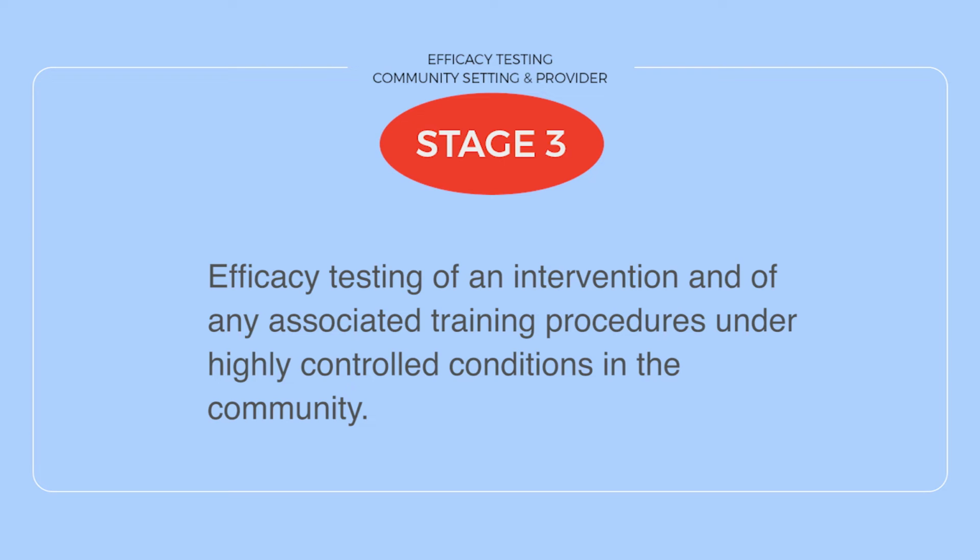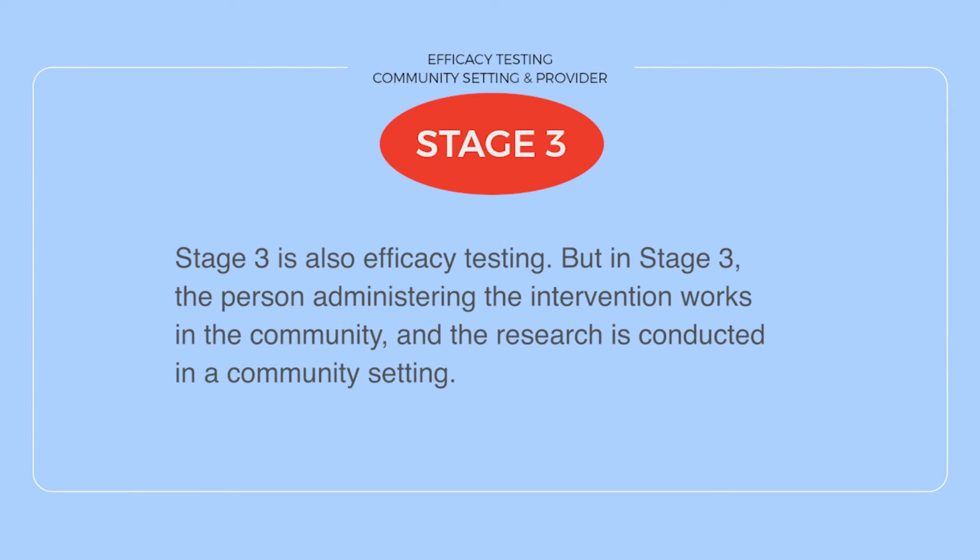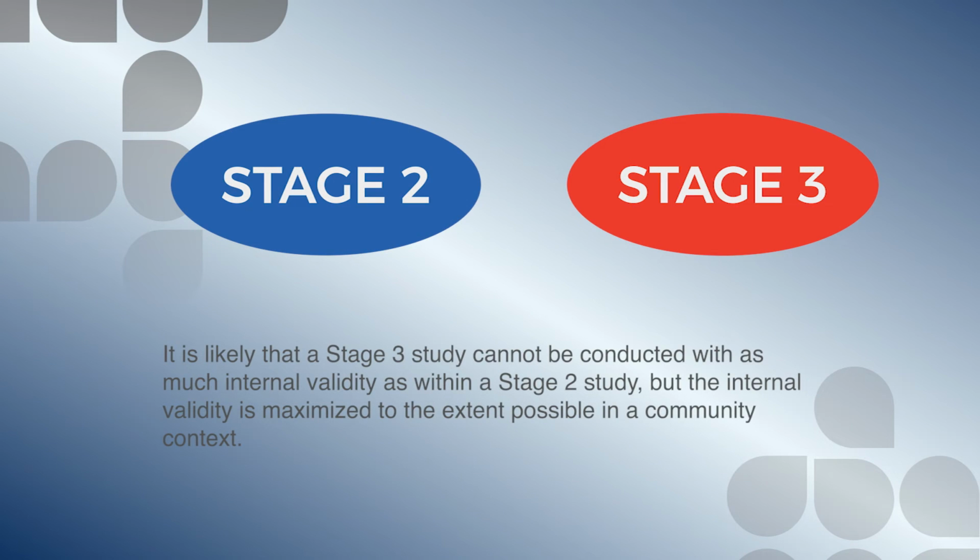Stage 3. Efficacy testing of an intervention and of any associated training procedures under highly controlled conditions in the community. Stage 3 is also efficacy testing, but in Stage 3, the person administering the intervention works in the community and the research is conducted in a community setting. It is likely that a Stage 3 study cannot be conducted with as much internal validity as within a Stage 2 study, but the internal validity is maximized to the extent possible in a community context.